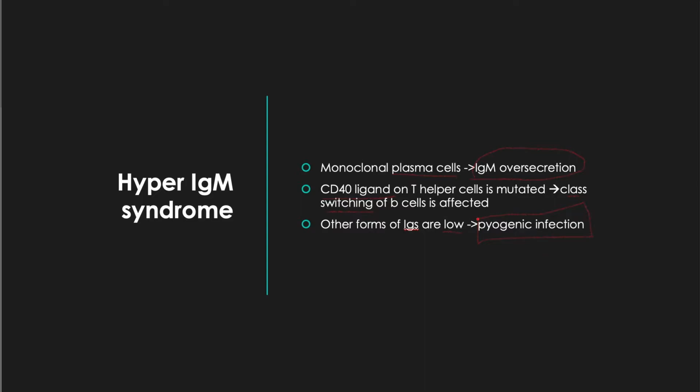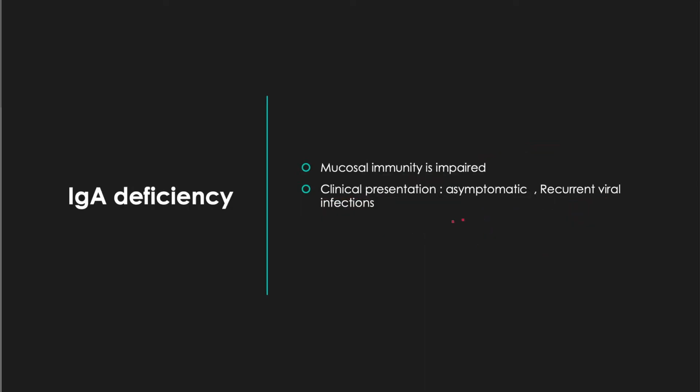The next one that we're going to talk about is IgA deficiency. Well, IgA provides immunity to the mucosal surface. If there's going to be IgA deficiency, mucosal immunity is going to be impaired. And clinical presentation wise, I think patients are usually asymptomatic, but recurrent viral infections can also be seen.